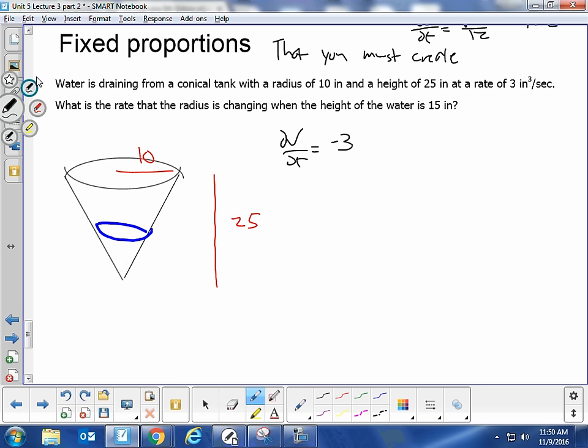Okay, great. So the question is, what is the rate that the radius is changing? Now, you'll be told that the volume of a cone is 1/3 π r squared h. What is the rate of the radius, and we're talking about the radius of the water changing, when the height of the water is 15? So we're told that the height of the water is 15. And if this is r, we're going to find dr/dt.